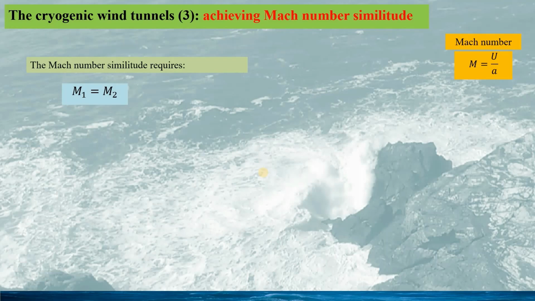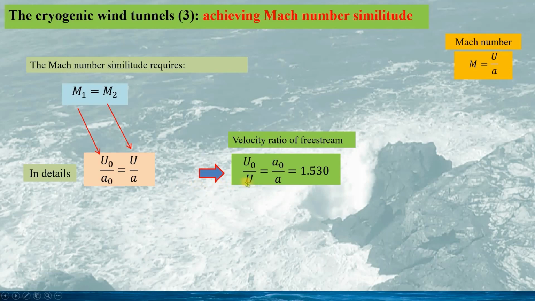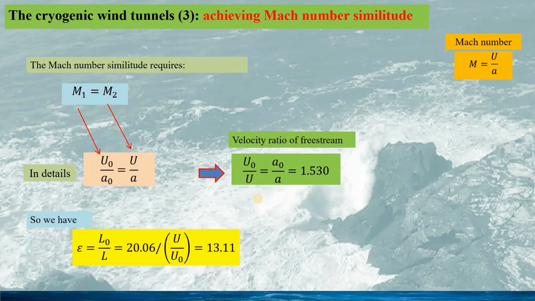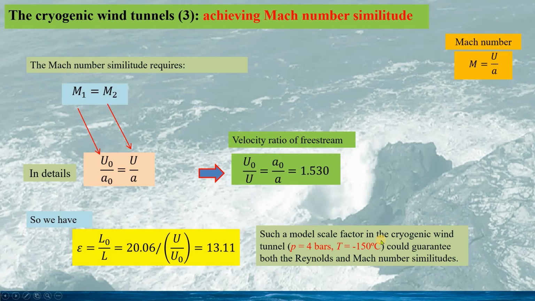The Mach number similitude requires the Mach numbers for two systems are same, M1 equals M2, and use the Mach number definition. We have the expression as this. Thus, we can calculate the velocity ratio U0 divided by U equals 1.53. So if we put this Reynolds and the Mach number similitude together, we can obtain the desired scale factor epsilon at this 13.11. This means in such a cryogenic wind tunnel, we can apply the scale ratio of 13.11 to guarantee both Reynolds and the Mach number similitude.